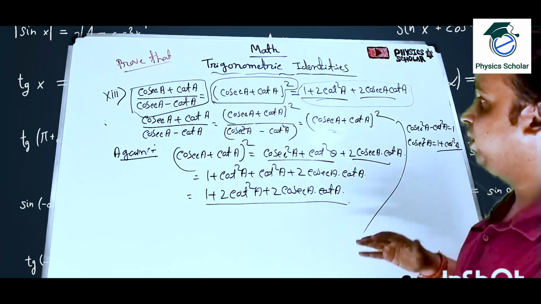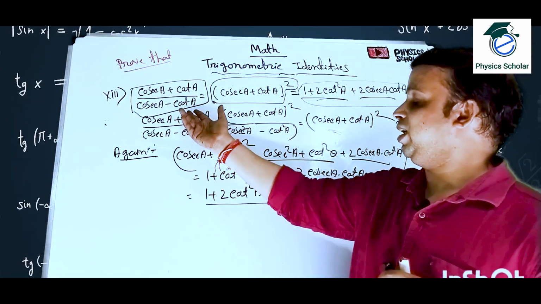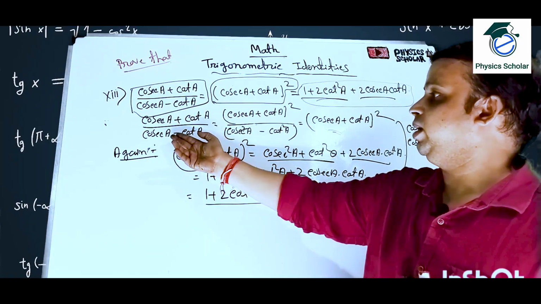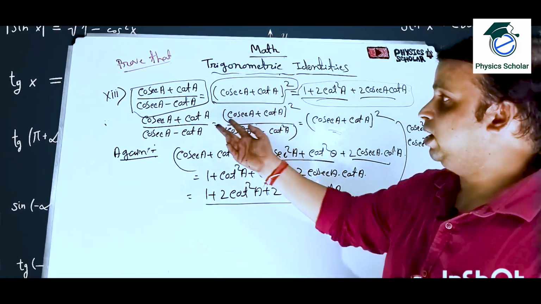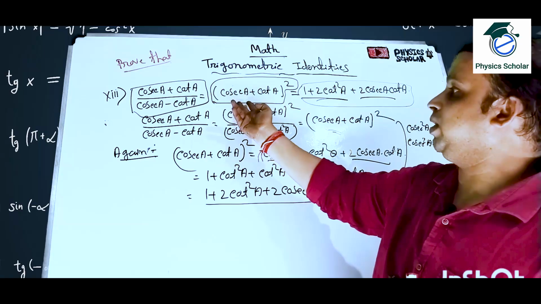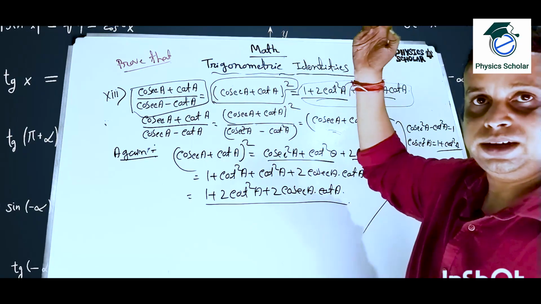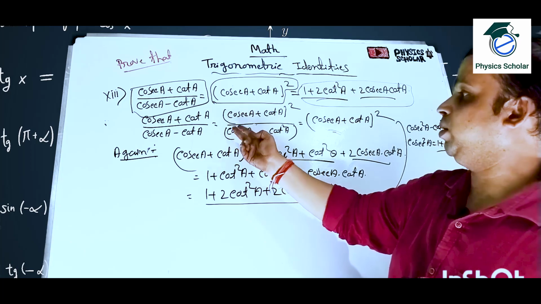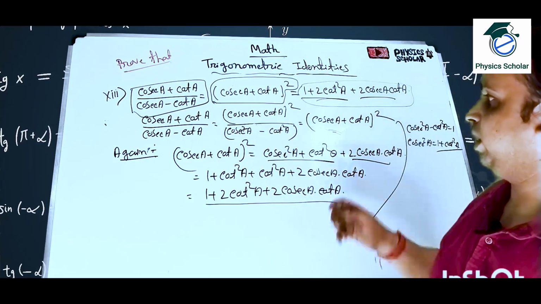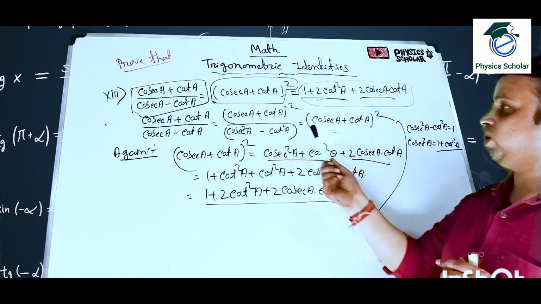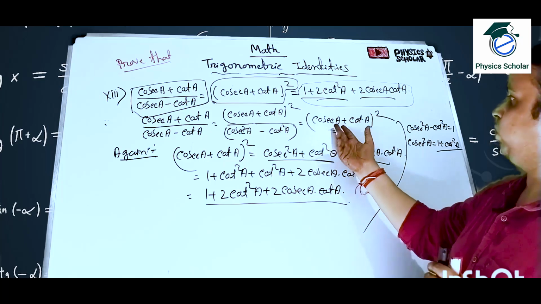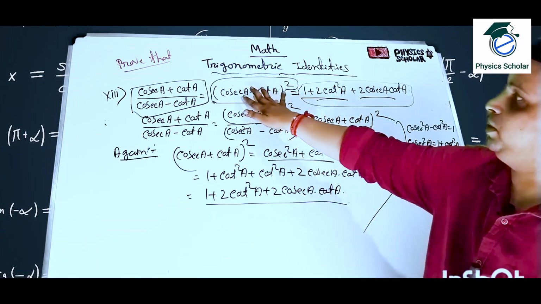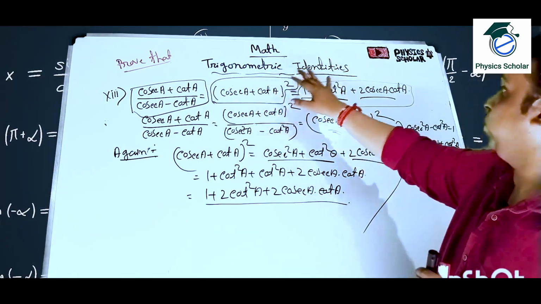So only the trick is that we have to multiply both numerator and denominator by cosec A plus cot A. Clear? So it will be cosec A plus cot A into cosec A plus cot A means cosec A plus cot A whole square. Cosec A minus cot A into cosec A plus cot A means cosec square A minus cot square A. So now cosec square A minus cot square A means 1. So what is there? Cosec A plus cot A whole square. This part we proved. From here we have to prove here.